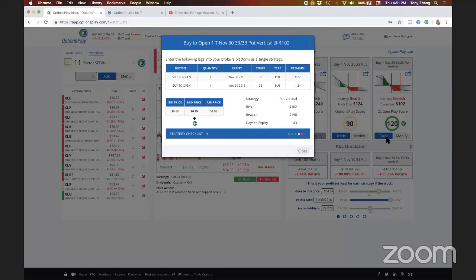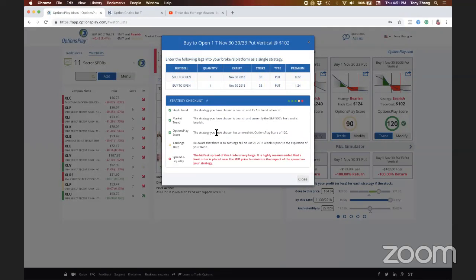And once you're ready to trade that strategy, you can hit the trade button. What we do is present the strategy to you in plain English, spelling it out for you as to how to enter this trade into your broker's platform. And we even have what's called a strategy checklist. This is for those of you that said you've never traded a debit spread before, or maybe you've never traded options before. Making sure that you check the strategy checklist is important so that you understand what your risks are, what to look out for before you get into a trade.